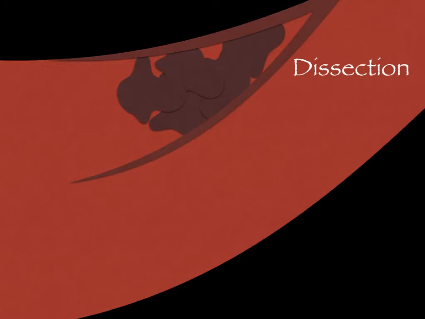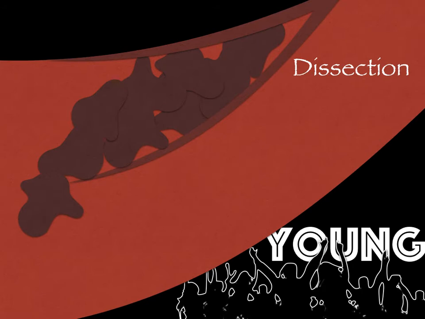All right, dissection. So dissections can be aortic, but more commonly when we're talking about stroke, we're talking about carotid or vertebral. And these tend to present with lateral neck, face, and head pain. This tends to be a disease of the young. So like we mentioned earlier, this can be up to 25% of strokes in people between 15 and 40.